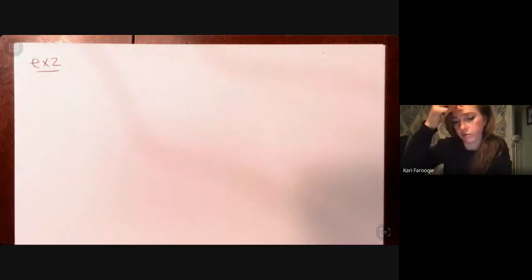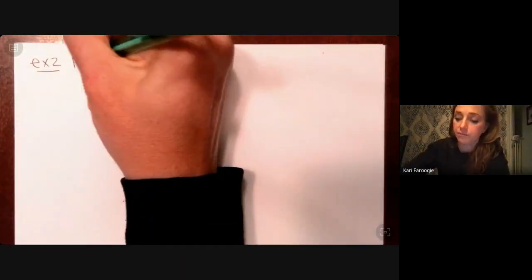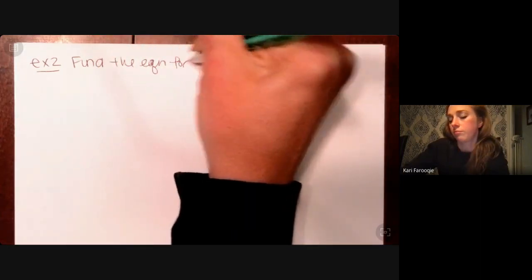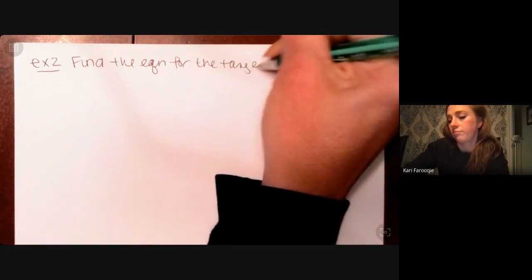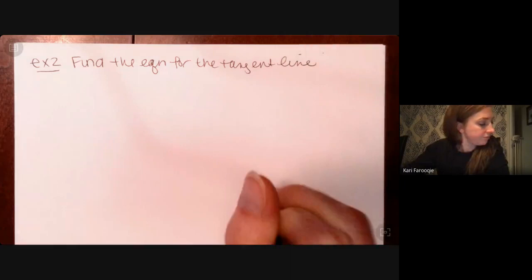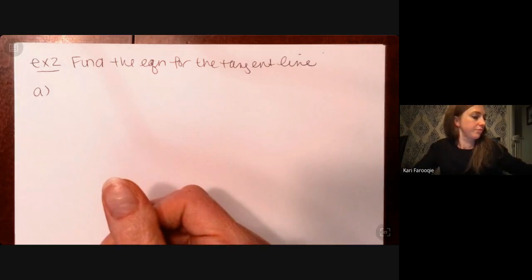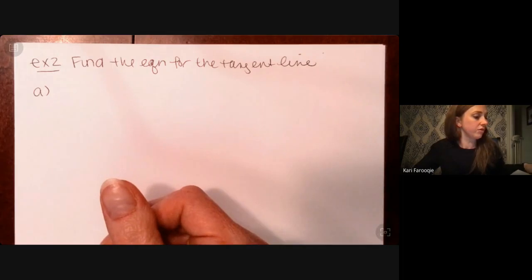All right, example 2. So we're done with just find the derivative involving logarithms. Now we're going to apply that to some other things that we've done with derivatives throughout the chapter. Find the equation for the tangent line. And we'll do, I think, 2 of these. Oh, actually, I have another one of these because I wanted to do a log that wasn't a natural log.